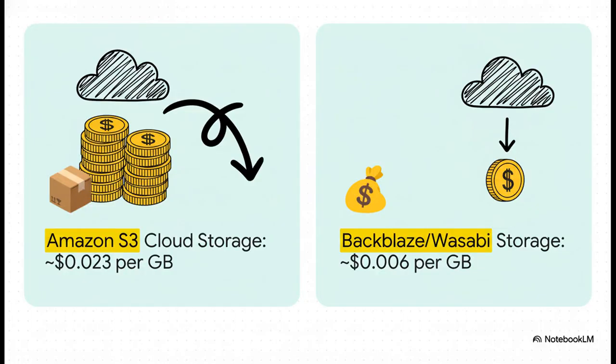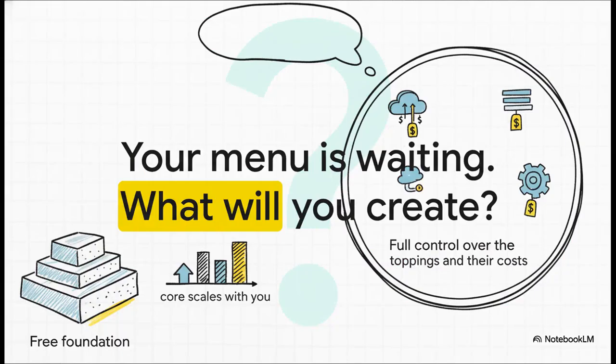And here's the proof in black and white. Just look at the difference in storage costs. A big name like Amazon S3 is going to cost you over 2 cents per gigabyte, but alternatives like Backblaze or Wasabi, they offer the same exact service for just over half a cent. When you've got users uploading thousands of photos and videos, this choice alone can make or break your entire business model. So this thing that seemed so complex and expensive, building a social network, it's suddenly not so mysterious, is it? It's really just a menu of choices. The foundation is free, the main cost scales with you, and you have total control over the toppings and how much they cost. So really, the only question left is, what will you create?